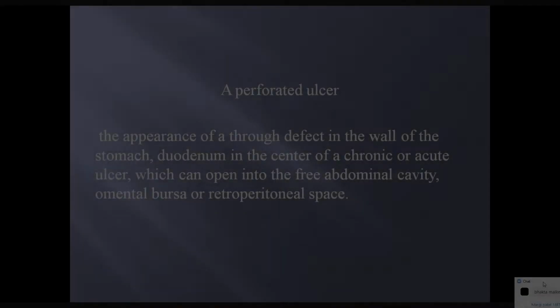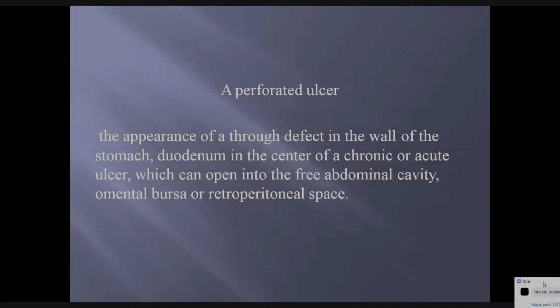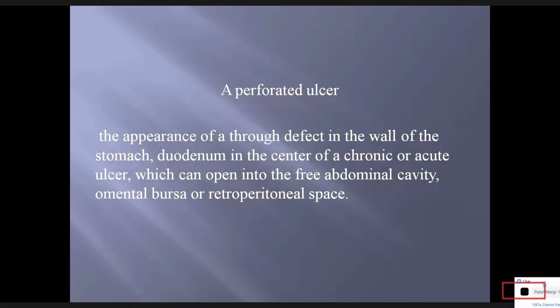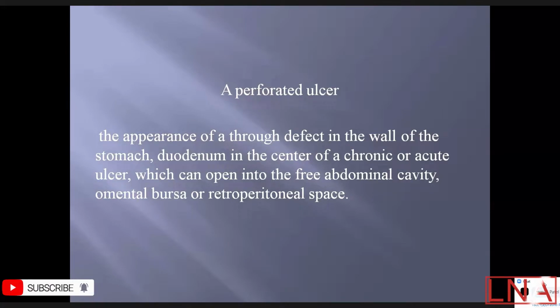We start with perforated ulcer. It is a complication of gastric ulcer and may be localized in the duodenal part of the digestive tract. A perforated ulcer is characterized by the appearance of a through defect in the wall of the stomach or duodenum in the center of a chronic or acute ulcer, which can open into the free abdominal cavity, the omental bursa, or the retroperitoneal space.